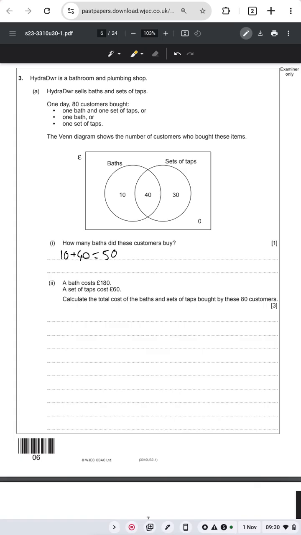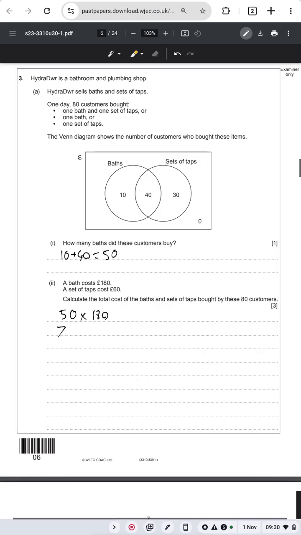So there's a couple of ways of doing this. The way that I'm going to do it is saying that 50 customers bought baths, so we're going to times that by 180. And we're going to say that 70 customers, because that's 40 plus 30, bought taps at 60.